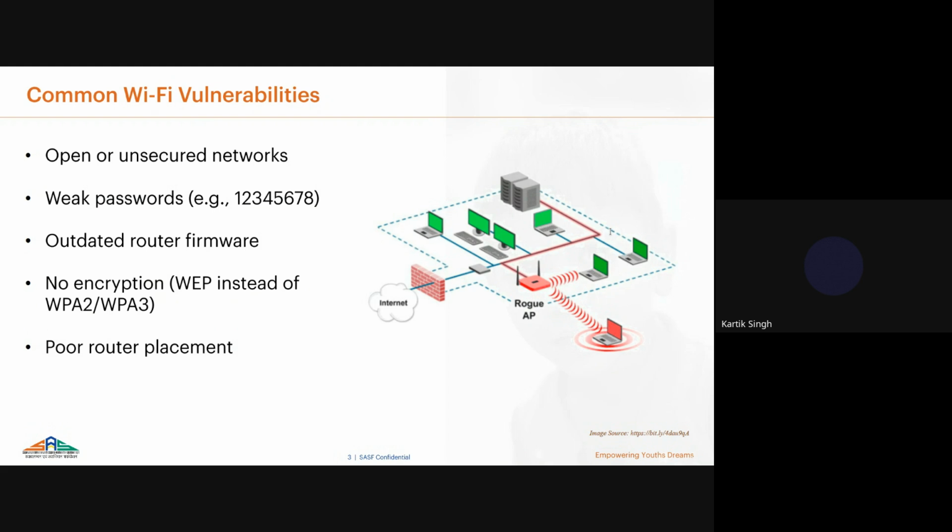So anyone passing by outside will be able to detect that Wi-Fi network on their device, and Wi-Fi can be eavesdropped from the outside. So it is advised to keep the router centrally located in your offices, homes, and wherever there is a router placement. So these are some common Wi-Fi vulnerabilities that are present.